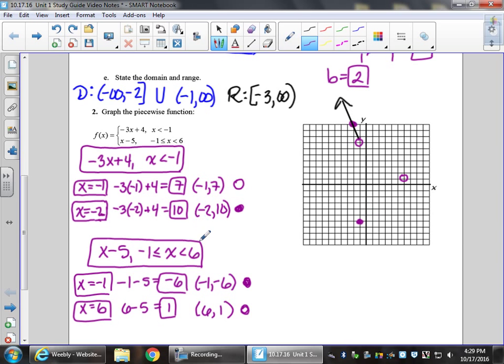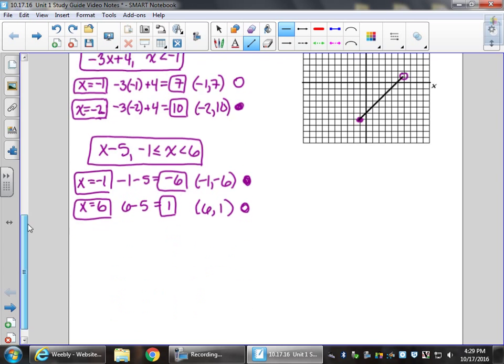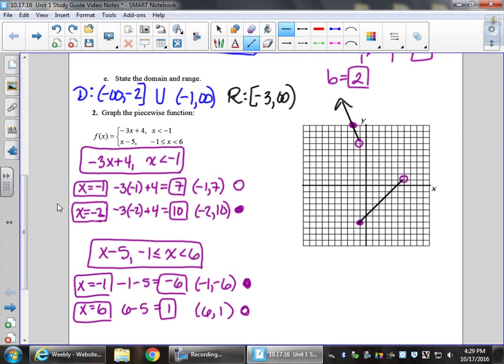So check, is this a ray or is it a segment? It's definitely a segment, which means I'm only graphing between the 2 points. No arrows going anywhere. And all we were asked to do was graph. So I don't have to worry about domain and range.